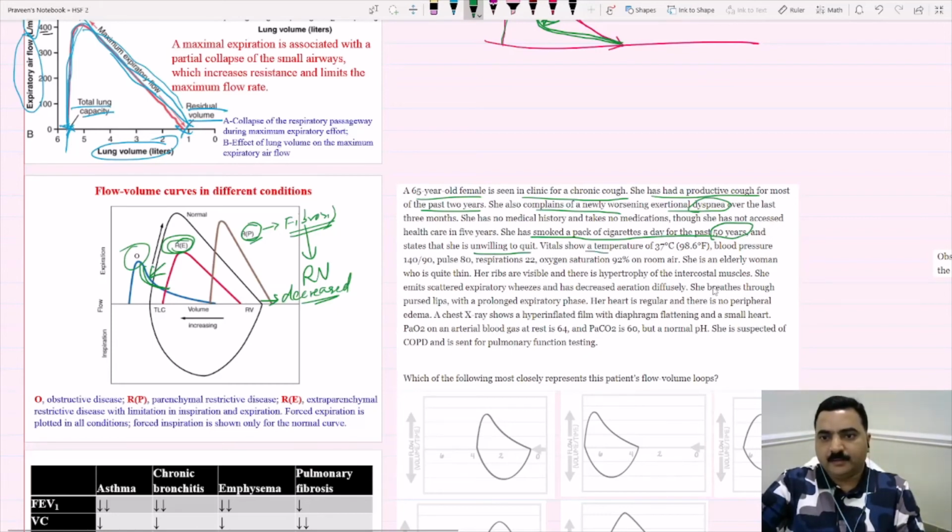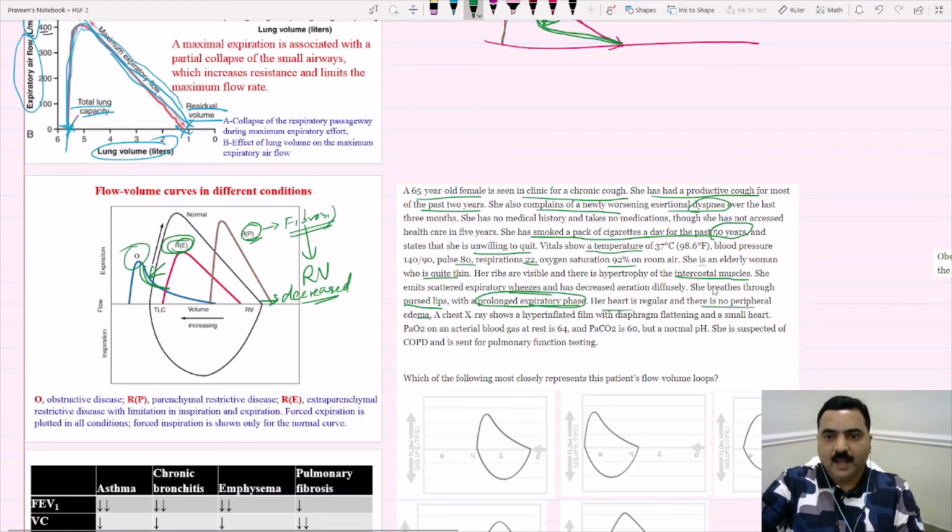Vitals show temperature, blood pressure, pulse, respiratory rate and oxygen saturation are okay, and she is an elderly woman who is quite thin. Her ribs are visible and there is hypertrophy of the intercostal muscles. She emits scattered expiratory wheezes and has decreased aeration diffusely. She breathes through her pursed lips with a prolonged expiration phase. You can see the prolonged expiratory phase, so it takes a long time for expiration to happen. That means the air is not going out fast, so expiration is difficult for her. Her heart is regular and there is no peripheral edema.